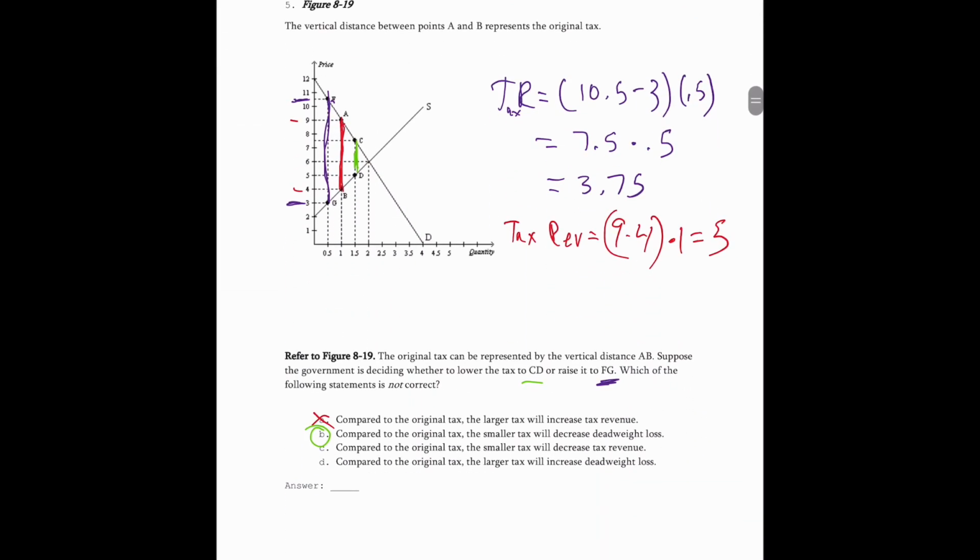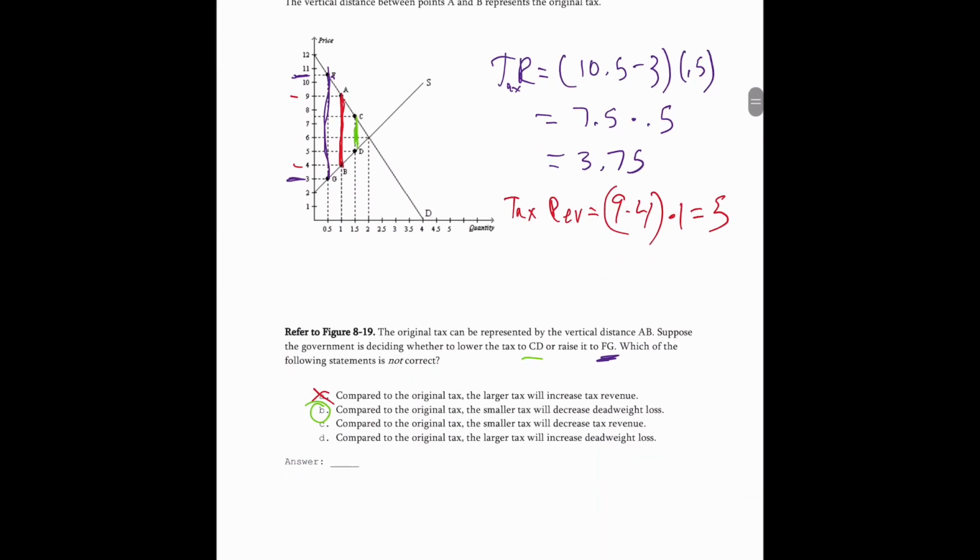Question 5. The vertical distance between points A and B represents the original tax. So the original tax can be represented by the vertical distance AB. Suppose the government is deciding what to do, whether to lower the tax to CD or raise it to FG. Which of the following statements is not correct? Compared to the original tax, the larger tax will increase tax revenue. Sometimes when you raise the tax, revenue increases. Sometimes when you raise the tax, revenue falls.